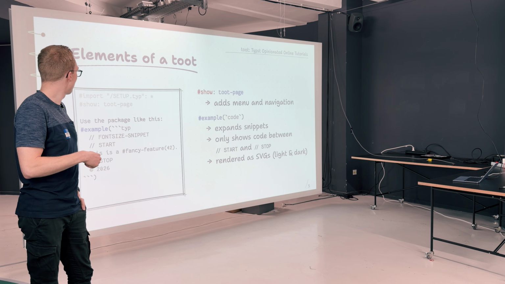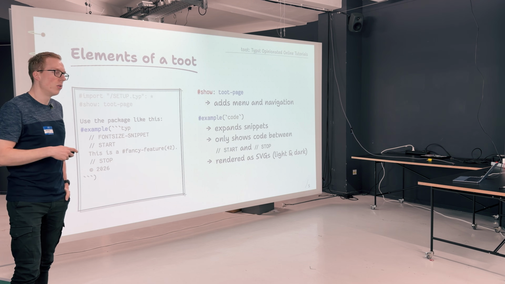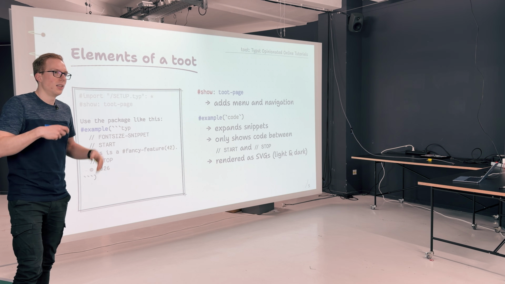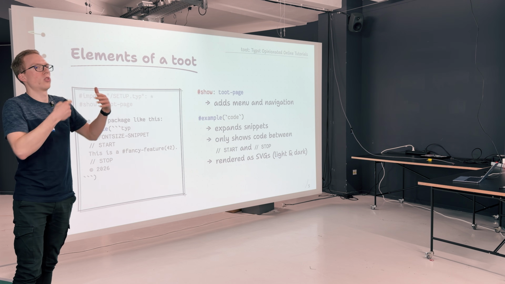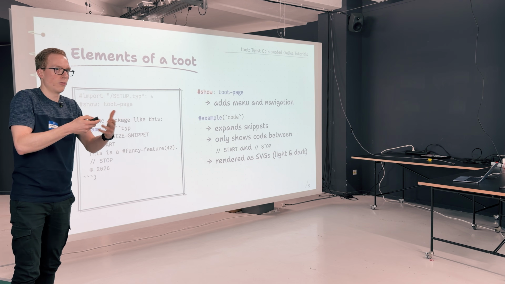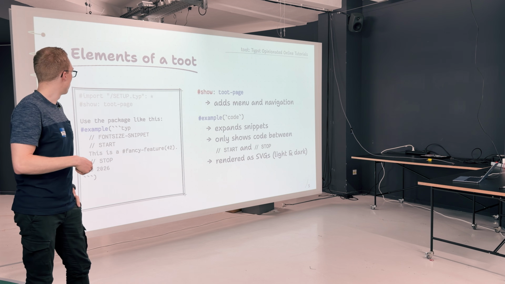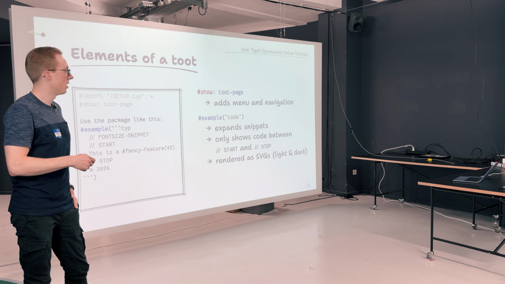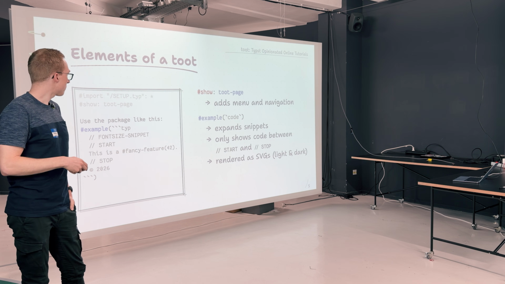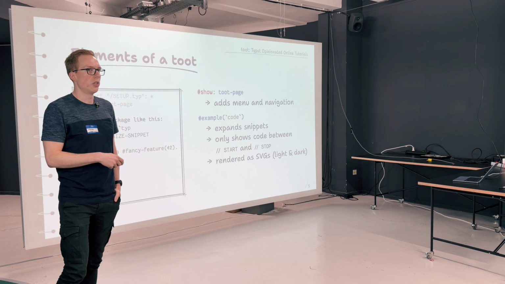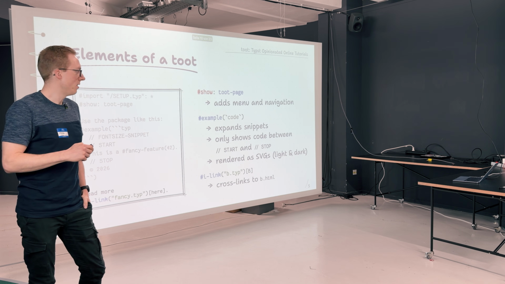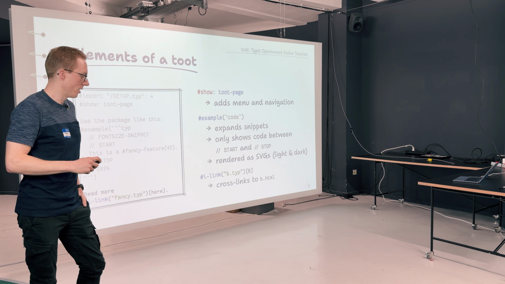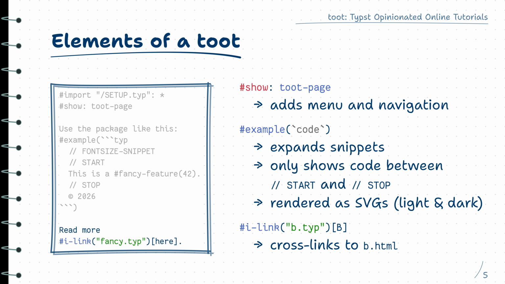So those are expanded. And then also you'll probably have some code that is necessary for rendering it, like for example setting the font size, but you don't want to show it in your example. It's not relevant for the user of your package. So using those start and stop markers, you can hide parts of the code. And then all this gets rendered to SVG in light and dark mode, and you have nice images. And then the last, I think, major feature it offers is some cross-linking functionality, so that you can link from one of your pages in the book to others.